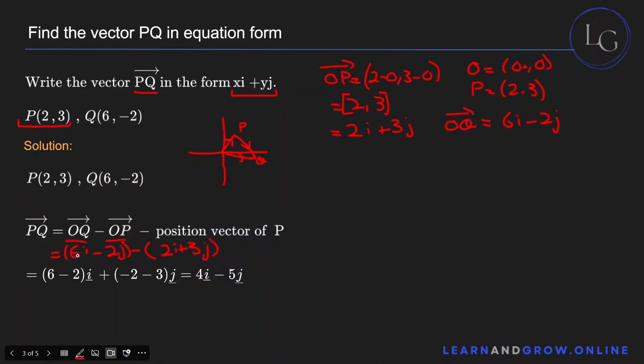Obviously, the terms with i will be subtracted and the terms with j will be subtracted. So 6 minus 2 i and minus 2 minus 3 j. That gives you 4i minus 5j. And in the non-equation form, this can be written down like this: 4 and minus 5.